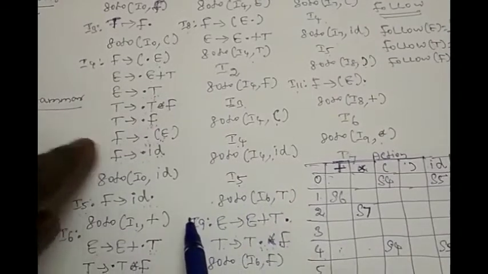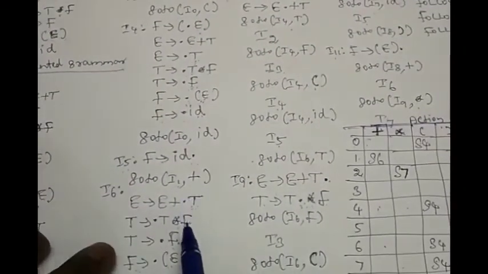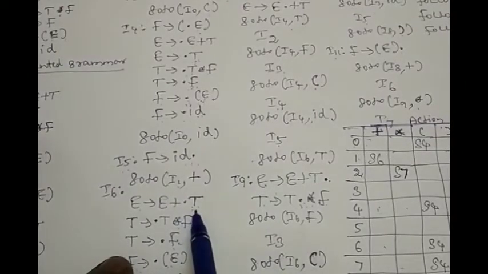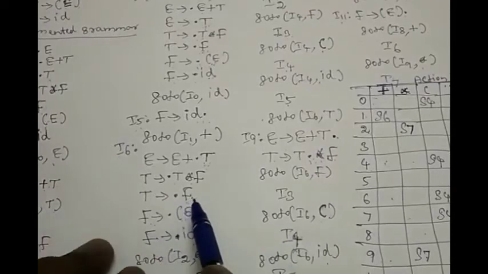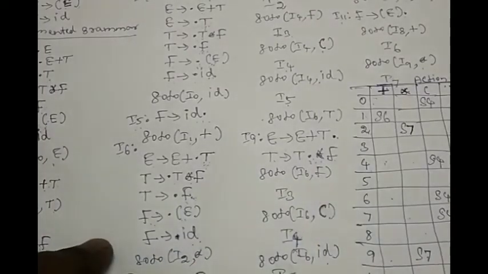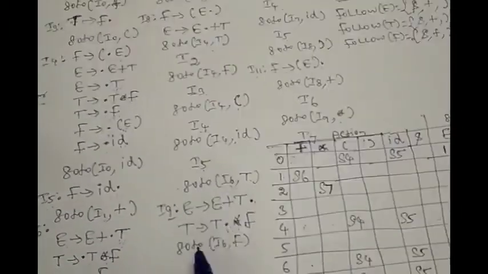So now we go for item set 5. There is not a dot before a non-terminal. Then in item set 6 you can see a dot before T here in two cases, and in item set 6 you have a dot before F here. That's it, two cases are there, so for T and F. So item set 6 comma T and 6 comma F, where it goes. Item set 6 comma T is generating I9, and item set 6 comma F is generating I3 here.